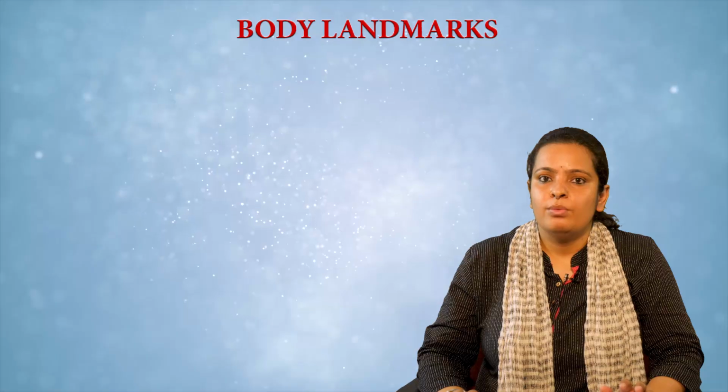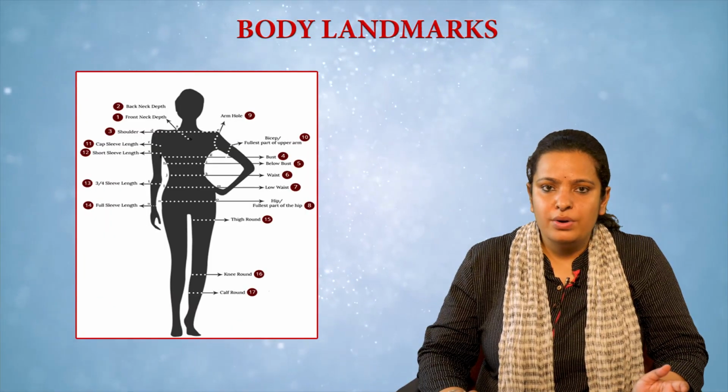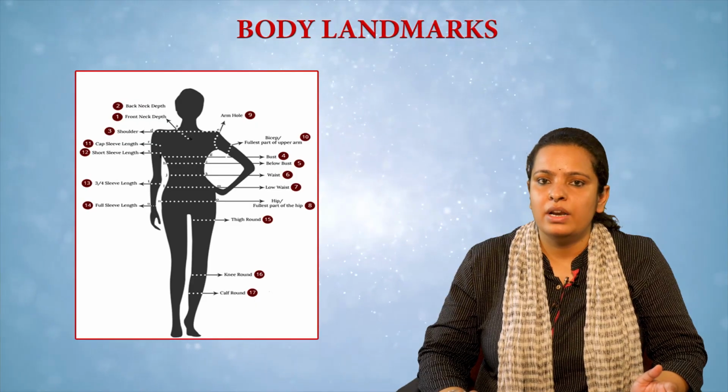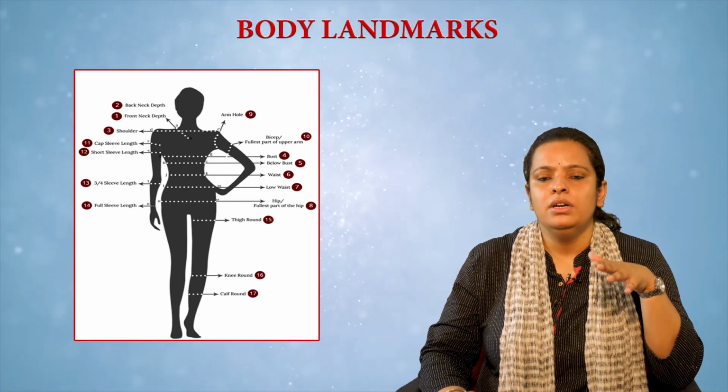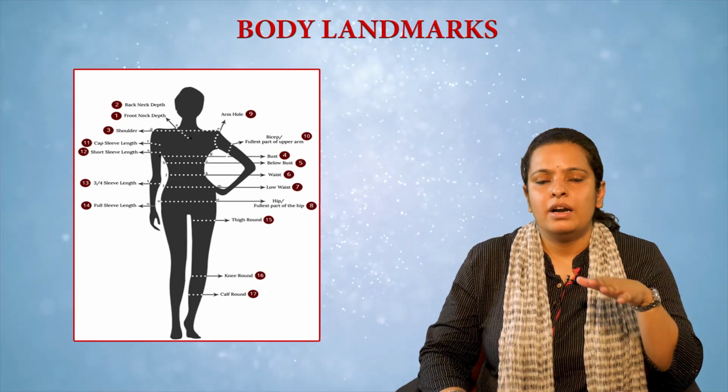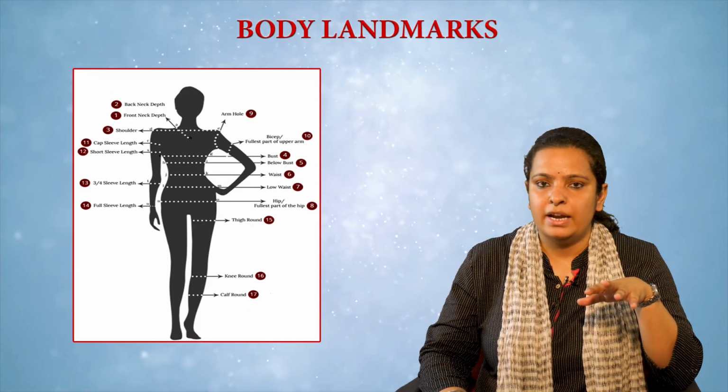So when we talk about how many landmarks there are in our body which are used to take measurements while creating a pattern, we can say there are a total of 17 body landmarks in the human body, which are taken to create a pattern or to create a design. Like we take the round neck, we take the armhole measurement, we take the calf measurement, starting from the head to the lower leg part. There are 17 body landmarks in total.